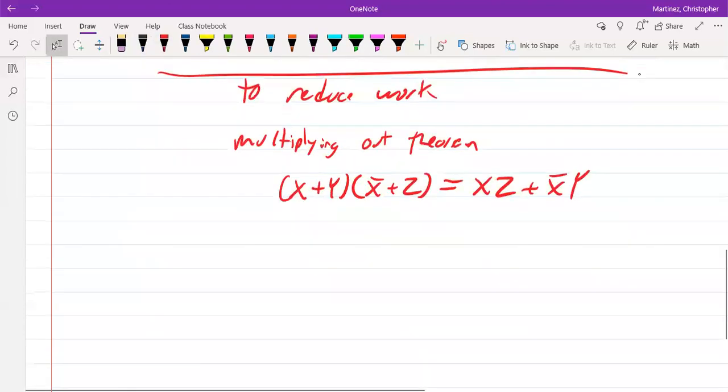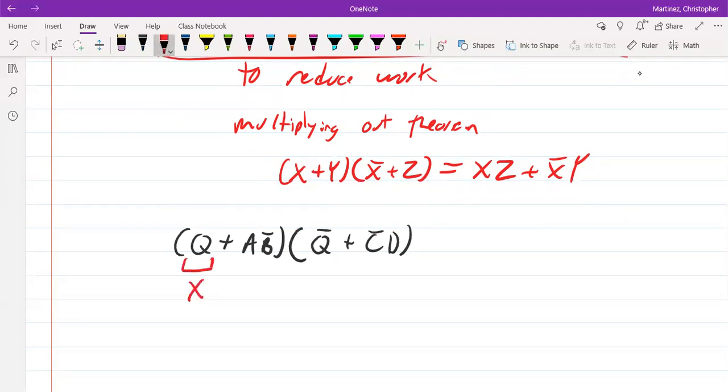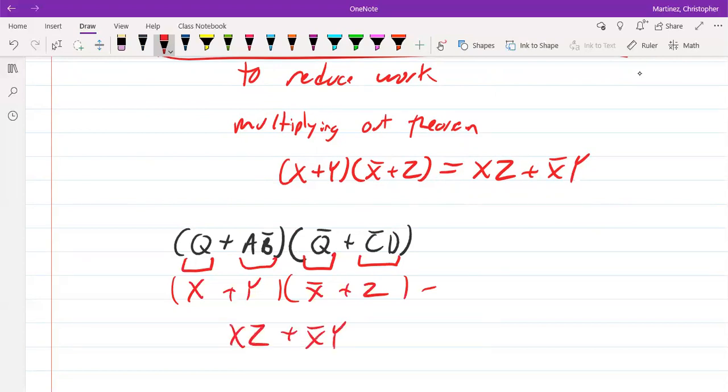Okay, so let's see how we can use this theorem. Let's write down our equation again. Q plus AB bar with Q bar plus C bar D. All right, so we're going to do that. Now let's take this, and we know Q is going to be our X. This Q bar is going to be our X bar. I'm going to do A and B bar as Y, and then I'm going to do C bar D as Z. And that whole item is going to come out to XZ plus X bar Y.